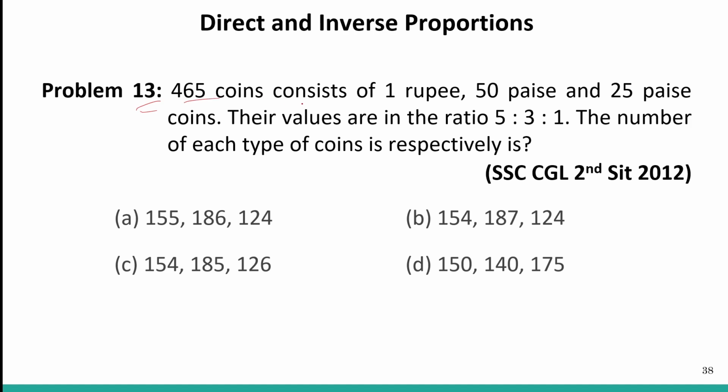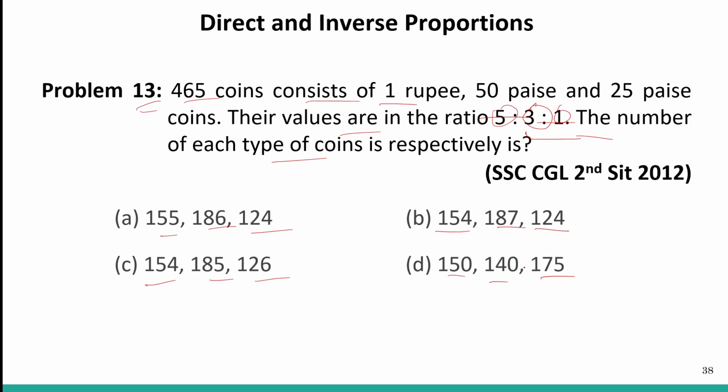So 465 coins consist of 1 rupee, 50 paise and 25 paise coins. Their values are in the ratio 5:3:1. So the number of each type of coins respectively is what? The options are 155, 186, 124; 154, 187, 124; 154, 185, 126; and 150, 140, 175. So which among these four triplets is actually the correct one?